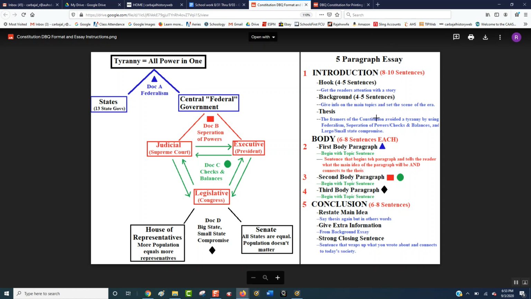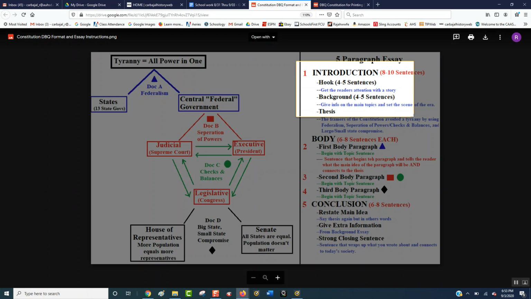For this assignment, you will be concentrating on this part right here. So you're just doing the introduction. The introduction should be 8 to 10 sentences, and it should be a hook, background, and thesis.